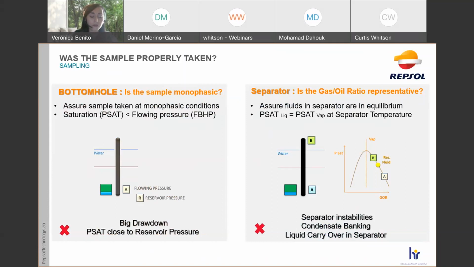Potential causes of this uncertainty could be, for example, huge instabilities at the separator that make the GOR measurement difficult, or if there is a liquid carryover in the gas train, that will alter the gas composition. Or if there is a condensate banking at the near wellbore, the separator could not be representative of the reservoir fluid, and the gas and oil compositions could be altered.